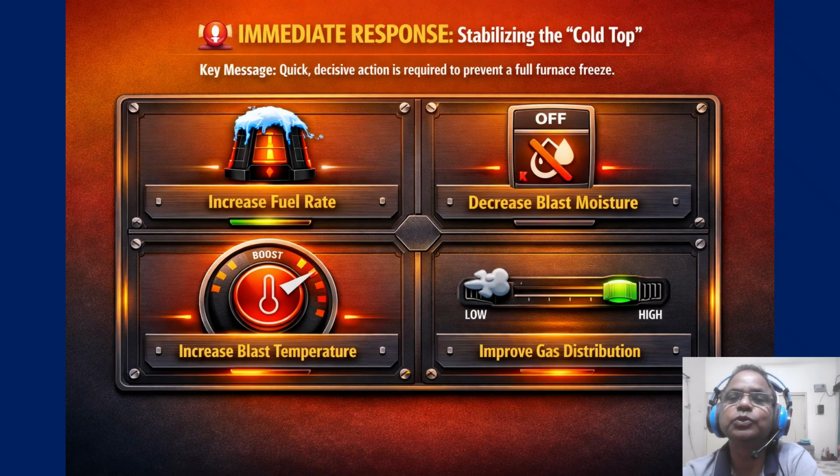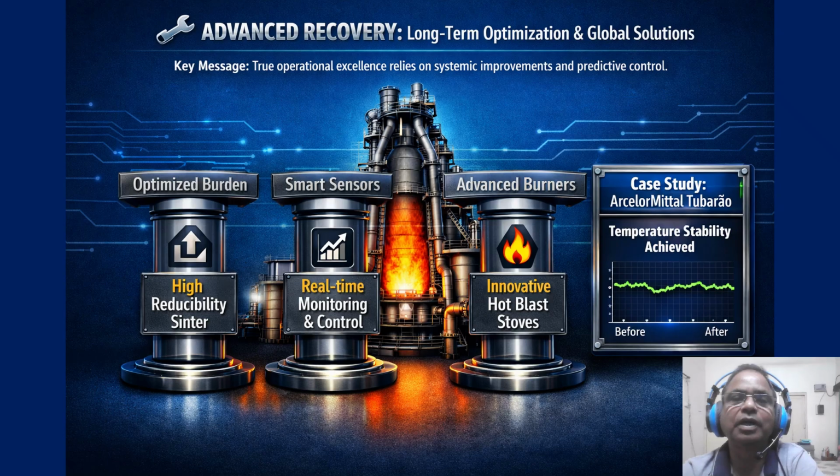So coming to the recovery after these firefighting measures. This slide is basically focused on substantial action, and firefighting is not enough. This slide shows long-term solutions. So look at these three metallic pillars. Pillar one, optimize the burden. Use high reducibility sinter, control burden distribution.